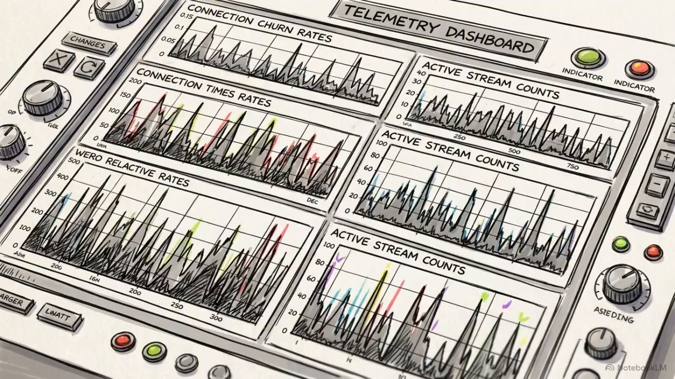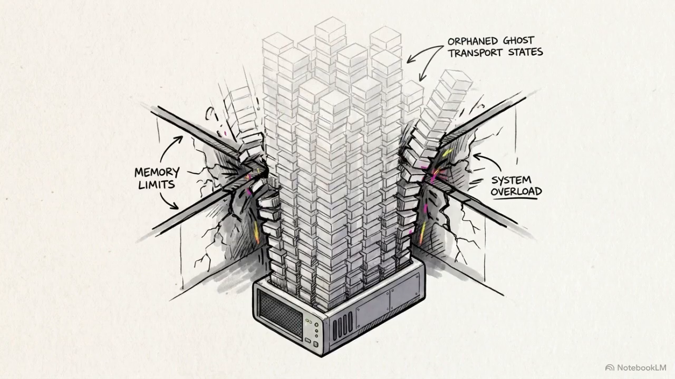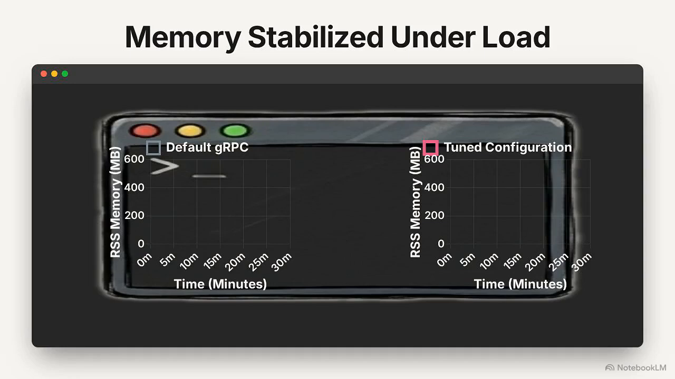You will only know this is happening if you install a gRPC stats handler. Without telemetry on your connection creation rates, you are completely blind to this churn until it takes your service offline. Leaving connection life cycles unmanaged guarantees that your service will eventually exhaust its memory through the sheer accumulation of ghost transport states. Apply these operational constraints, and the memory behavior stabilizes.